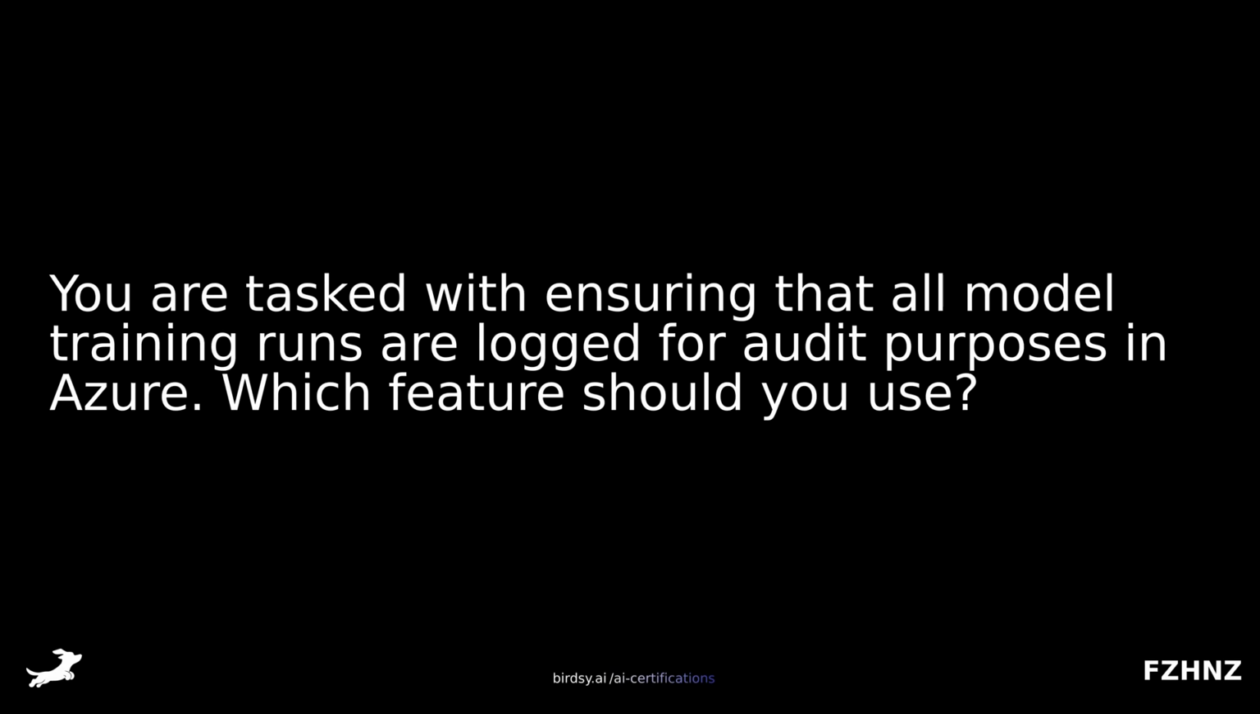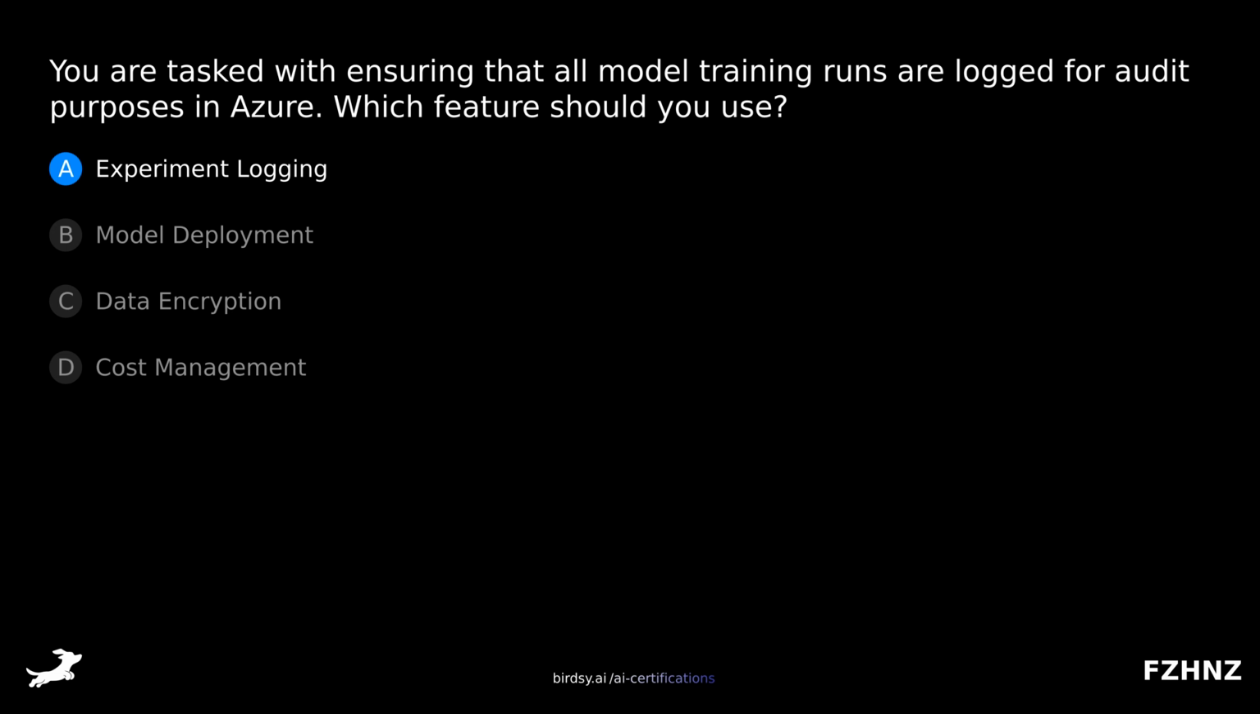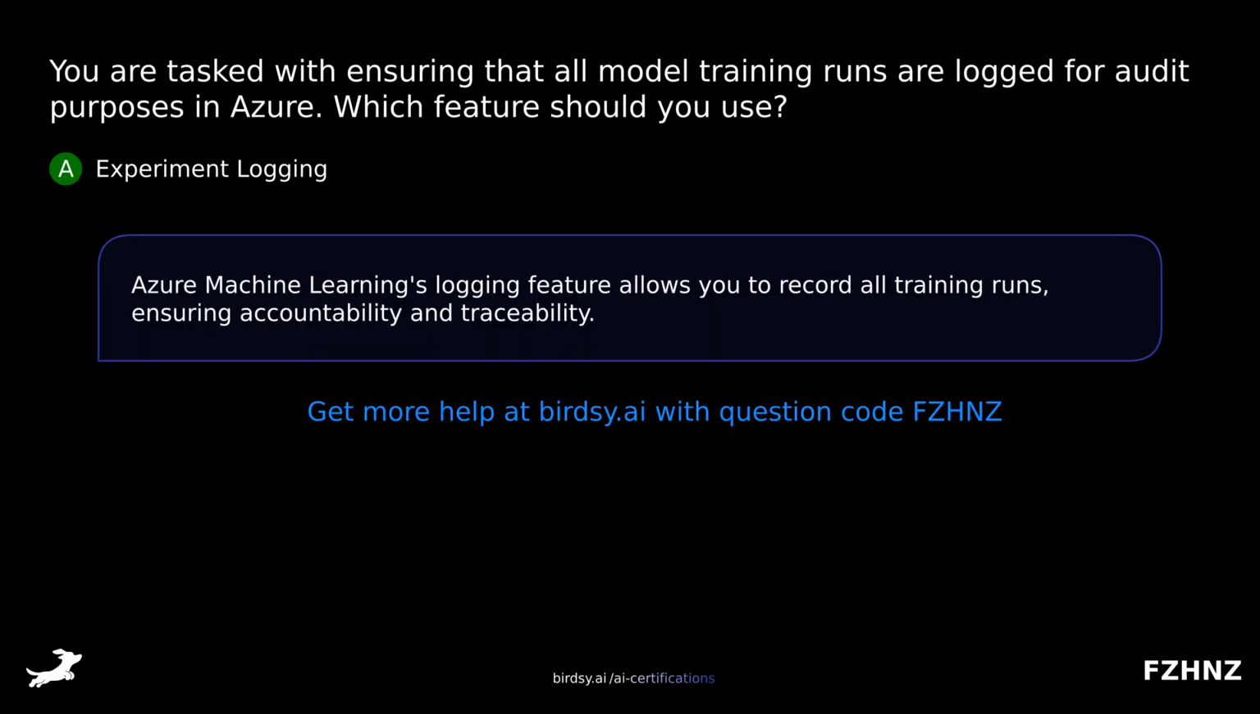You are tasked with ensuring that all model training runs are logged for audit purposes in Azure. Which feature should you use? Is it A, experiment logging? B, model deployment? C, data encryption? Or D, cost management? The answer is A, experiment logging. Azure Machine Learning's logging feature allows you to record all training runs, ensuring accountability and traceability.